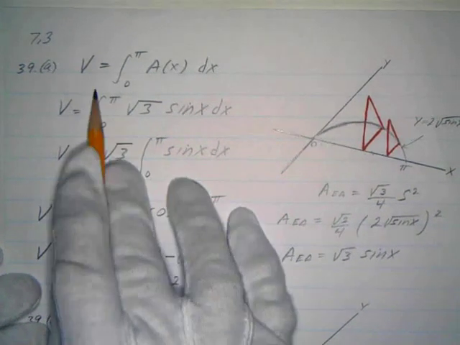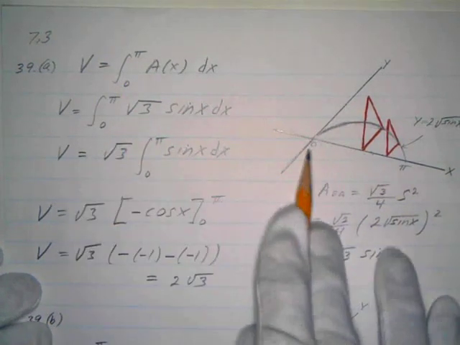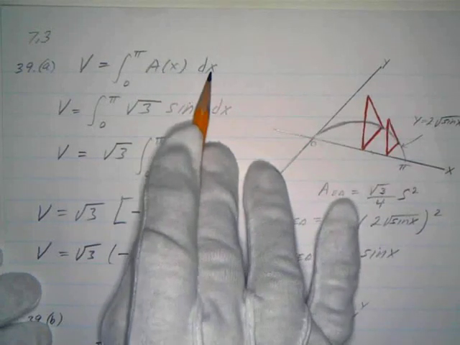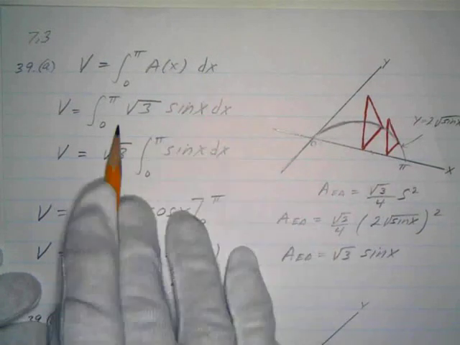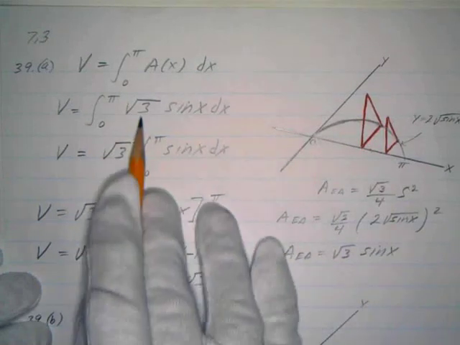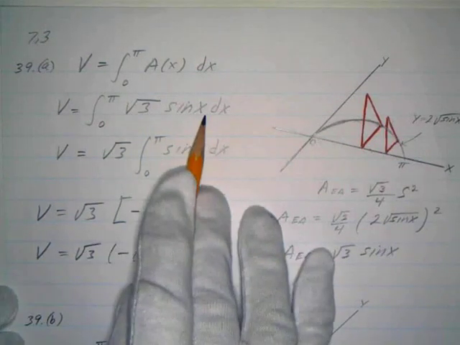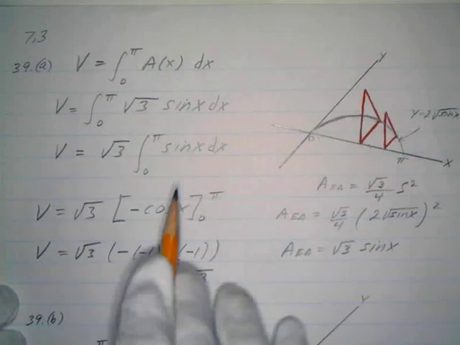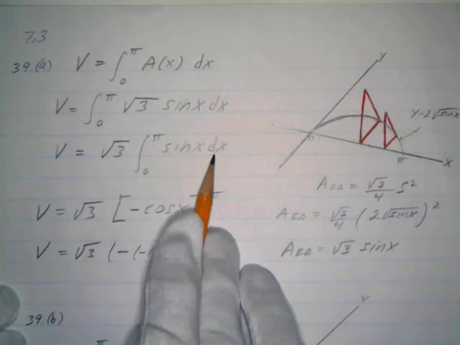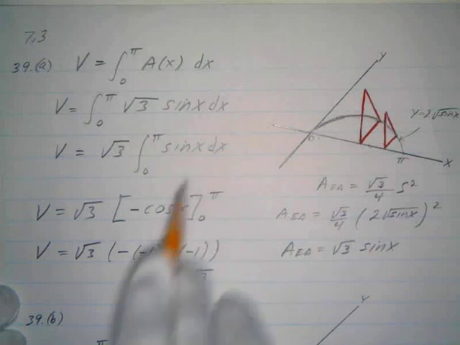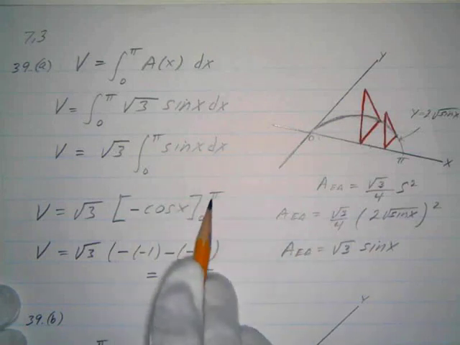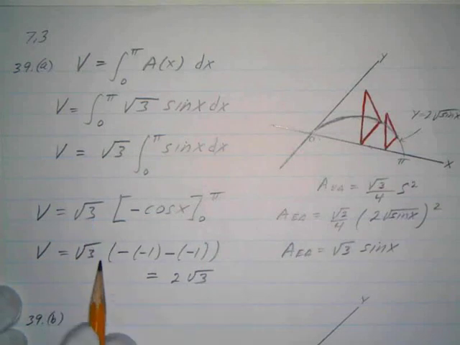That's going to be volume equals the integral from 0 to pi of my area as a function of x times dx. And that's going to be the area over here, which was the square root of 3 times the sine of x dx. And then I can take the square root of 3 out. So I've got the integral from 0 to pi of sine of x dx, and the antiderivative of that is just negative cosine of x evaluated from 0 to pi. And remember, I still have the square root of 3 out front.